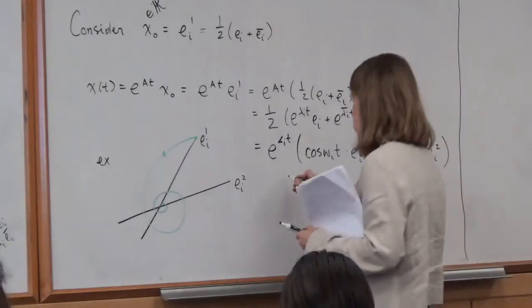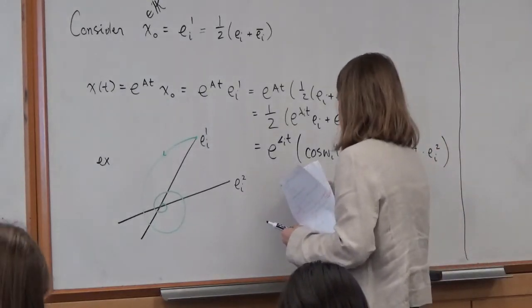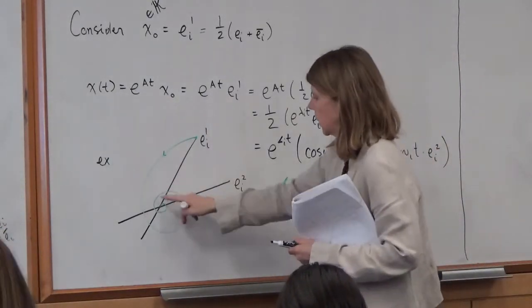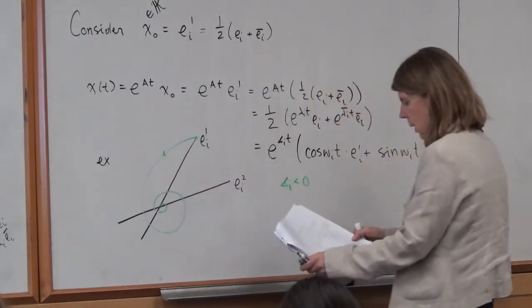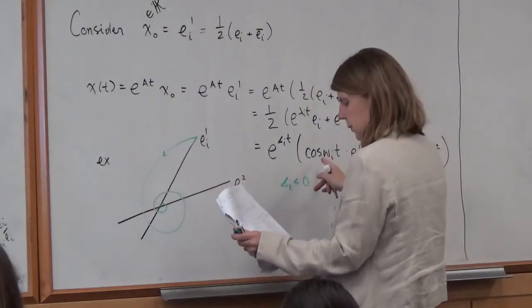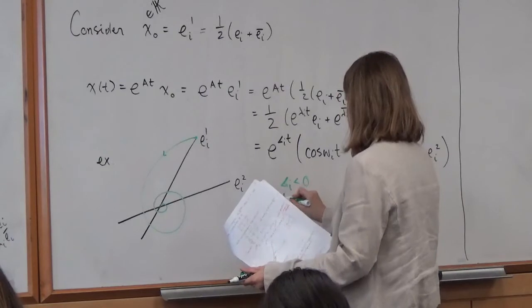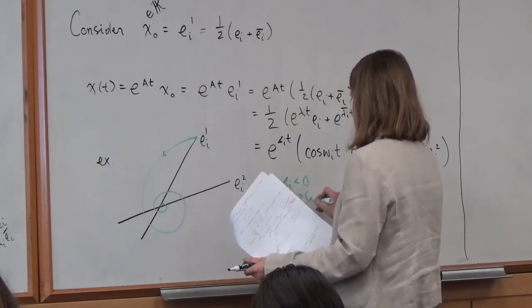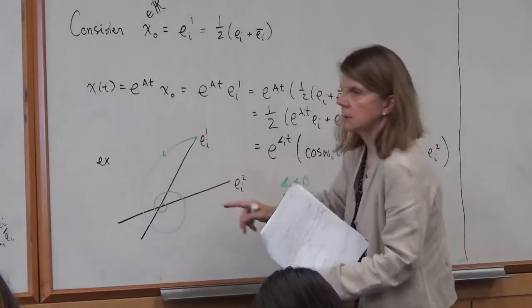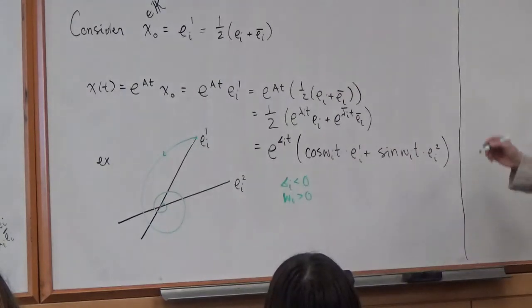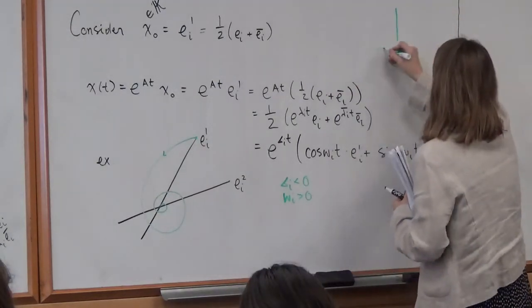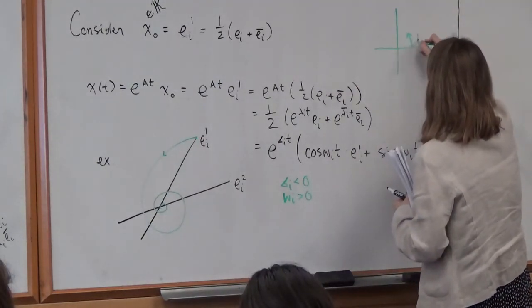So in this case, I chose a sigma I which was less than 0, so I got that spiraling into 0. And I chose an omega I which was greater than 0 to get that direction of spiraling. We typically measure angles this way; this is the positive direction for angles.